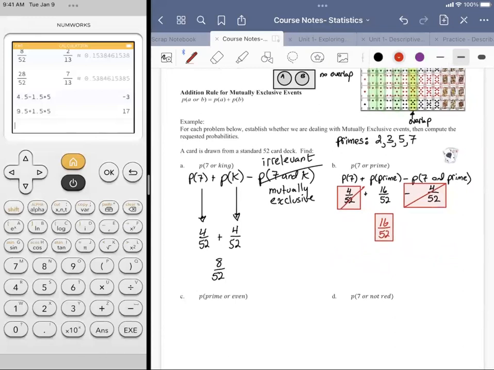All right. Then we have prime or even. If I look at my set of primes here, I see that one of those numbers is even. All right. So I'd have to account for that by saying that there is overlap. So probability of getting a prime number plus the probability of getting an even number minus the probability of getting a card that is prime and even.